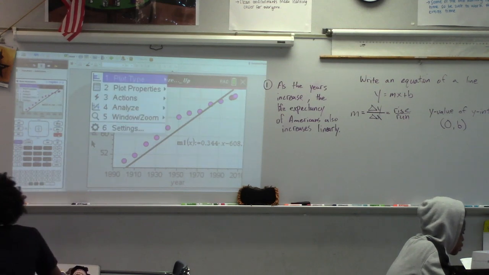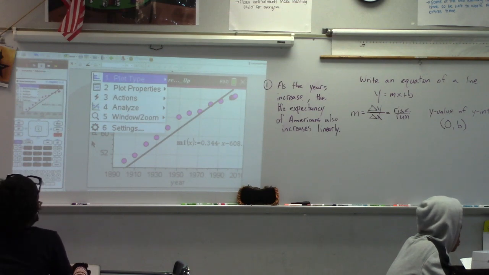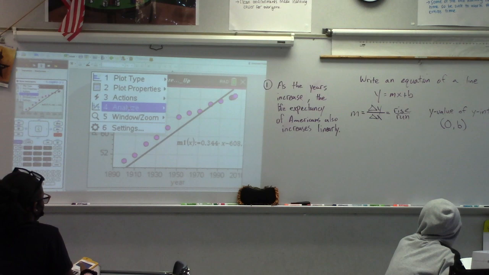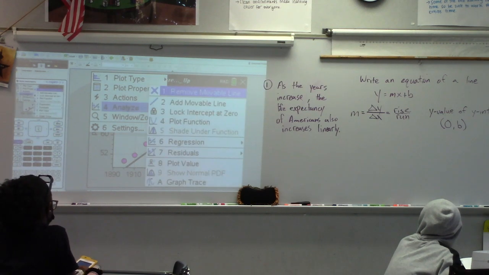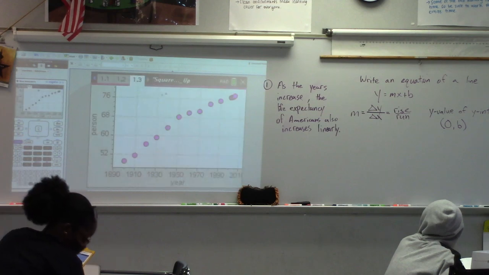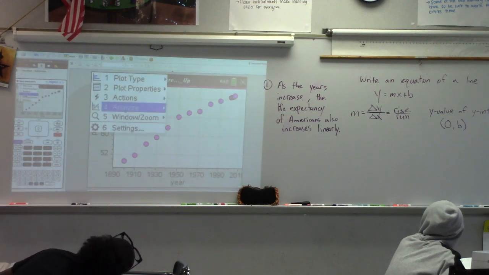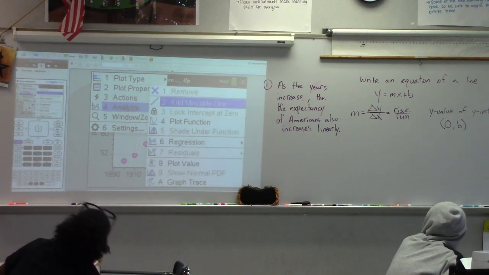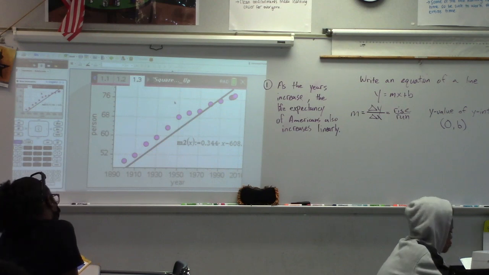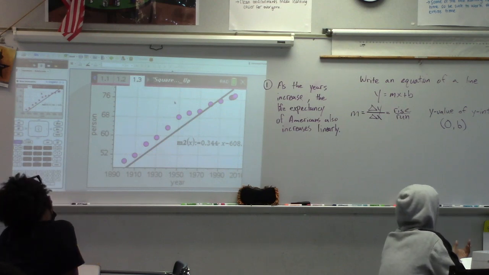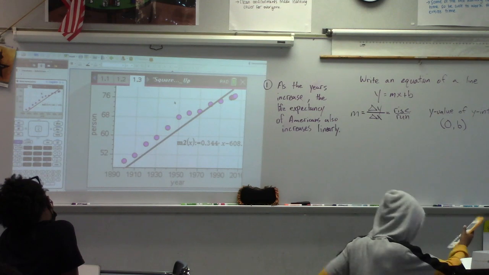So, if you did not see it earlier, once you hit menu, you need to click what? Analyze. That's what it says in the directions. Move a line, and add movable line, right? So I'm going to remove mine so I can add it back in. So, menu, analyze, add movable line. It should give you an equation right there, too. Yeah, I got that.